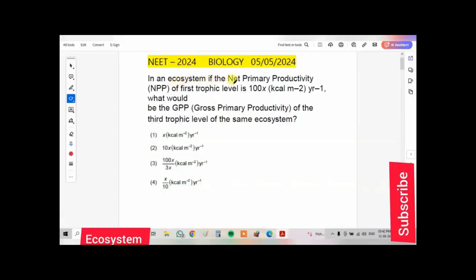In an ecosystem, if the net primary productivity (NPP) of the first trophic level is 100x, what would be the GPP (gross primary productivity) of the third trophic level of the same ecosystem? The answer would be option 2, 10x.